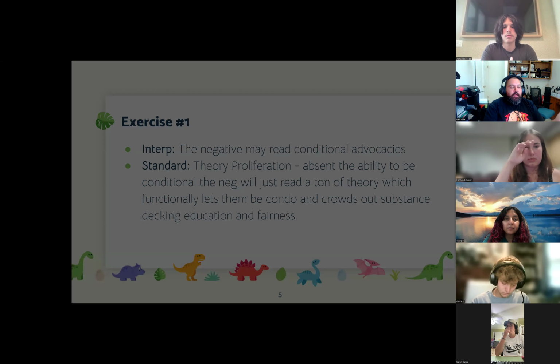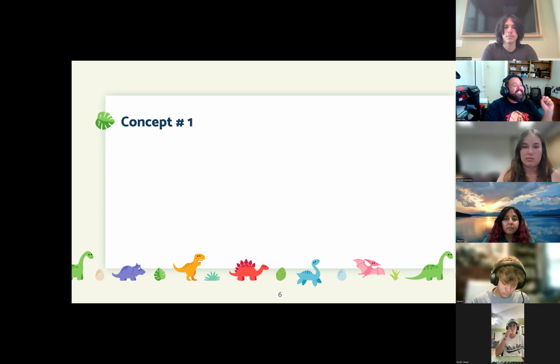So looking at this, we're going to get into concept number one. There are 10 concepts in this lecture. Okay. When I said concept, I was trying to focus on things I see happening in high level parli rounds that are bad or at a minimum exploitable from a game theory perspective, that we can take advantage of if we know a little bit more.